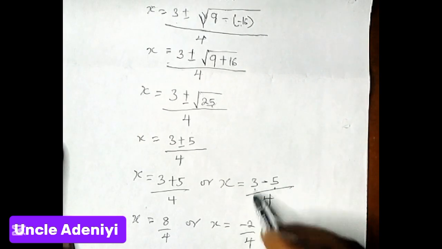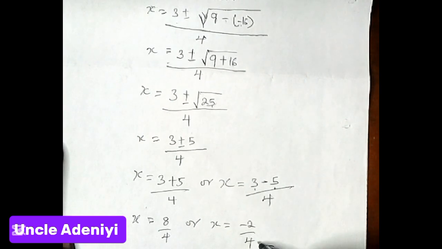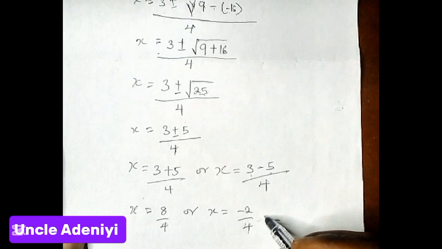If you owe person 5 naira, you get 3 naira, you go now go pay your debt. See the owe, minus 2.